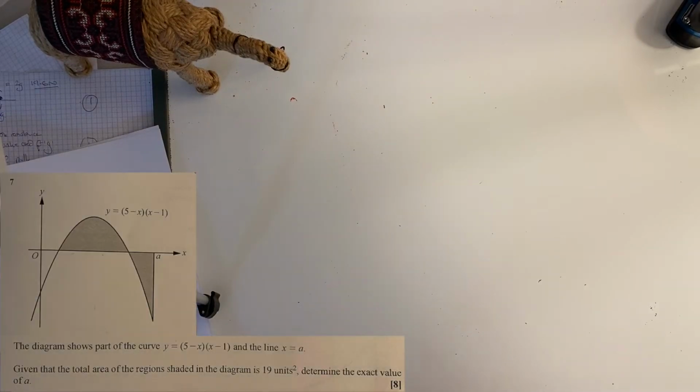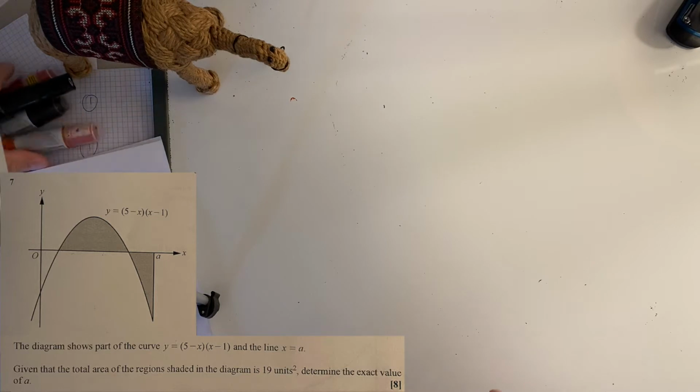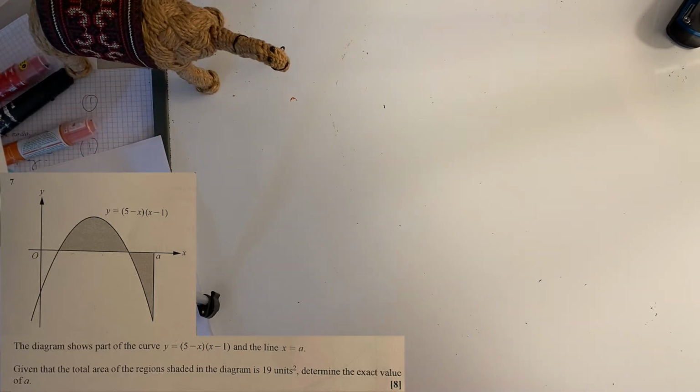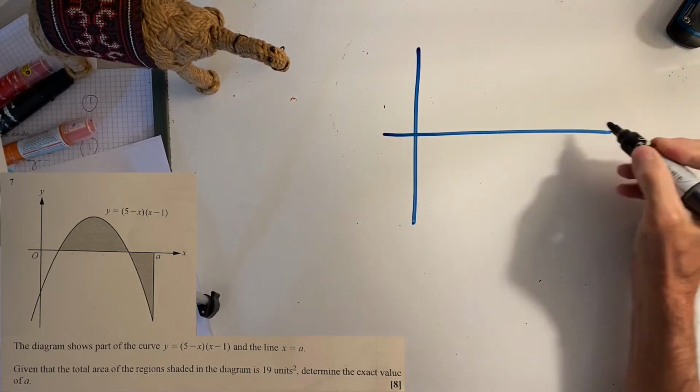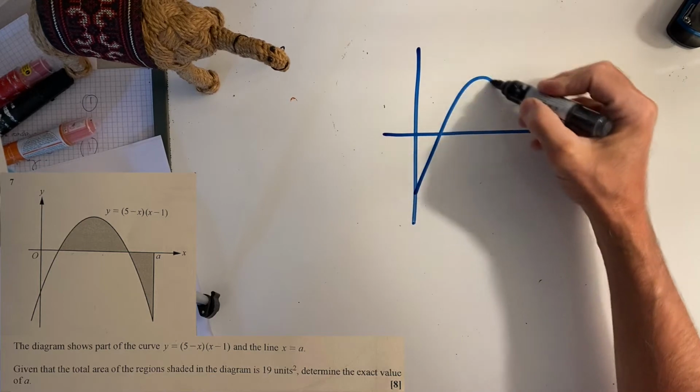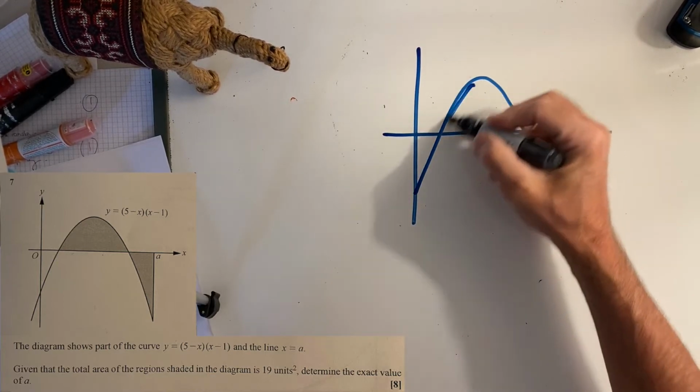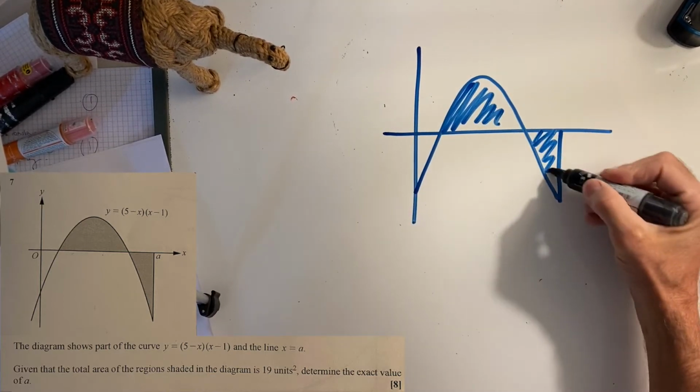So we're going to look at question 7 now. You should be able to see it on your screen. I like to sketch these things out anyway. I think it's really handy to do that. Now we've got to find the area in here and in here.